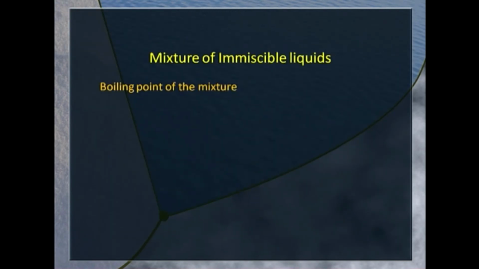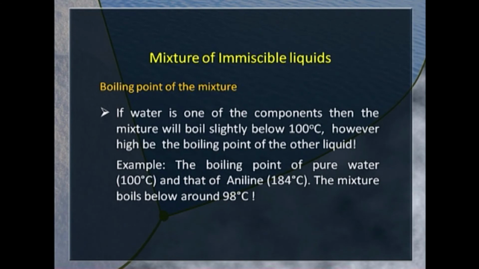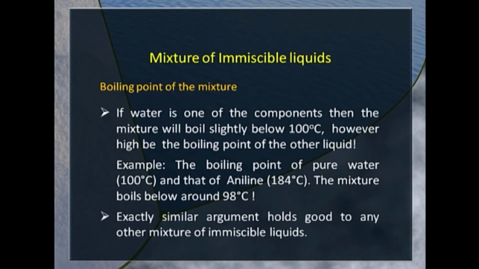Now, boiling point of the mixture. If we take water as one of the liquids, which is immiscible with the other liquid which we take, like nitrobenzene, iodobenzene, etc., even aniline for that matter, the liquid mixture will boil at a temperature below 100 degrees centigrade. Take for example, boiling point of pure water, as we know, is 100 degrees centigrade, and that of aniline is 184 degrees centigrade. The mixture boils below 100 degrees, say around 98 degrees centigrade. Exactly similar arguments hold good for any other liquid mixture, whether water is present or not.